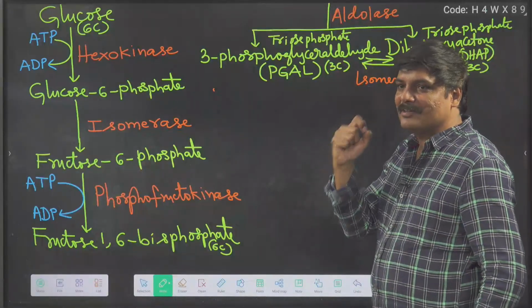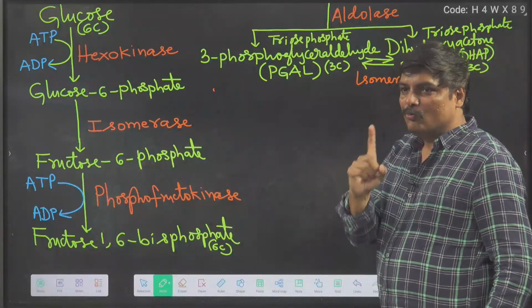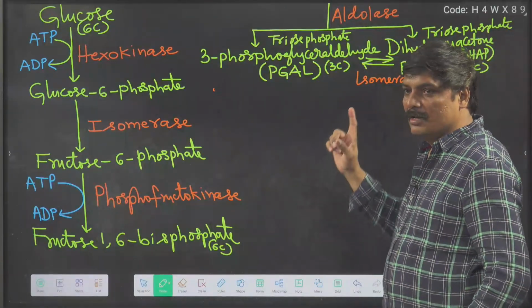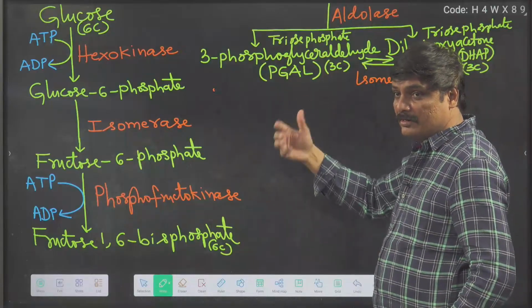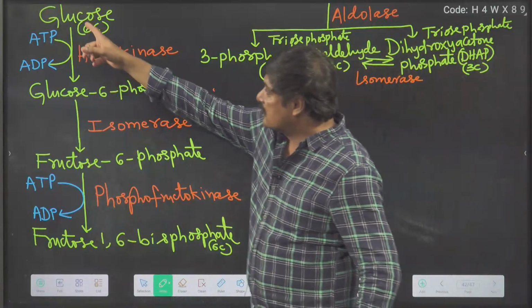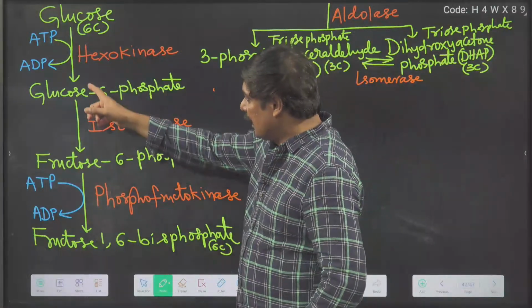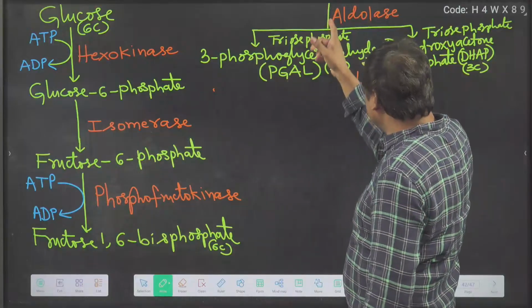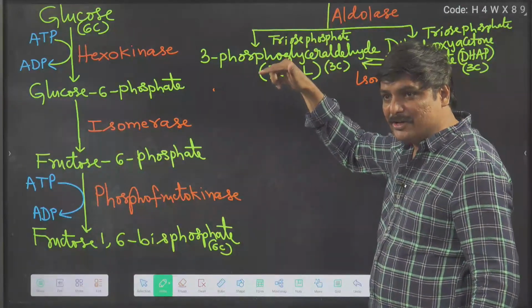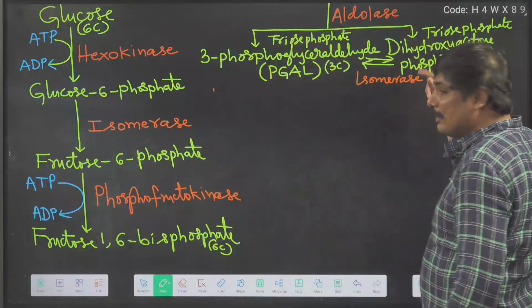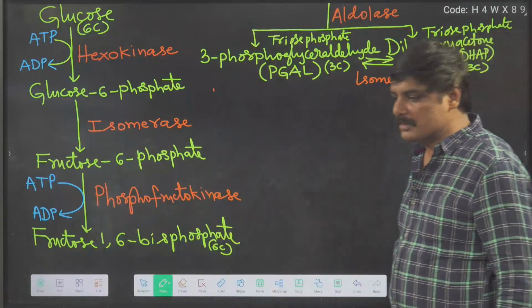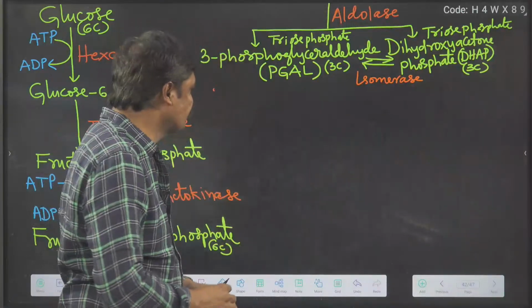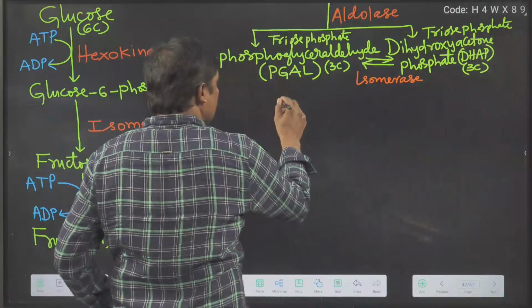Now, what happens here? Here, one oxidation reaction takes place. Next reaction is oxidation. I will recollect once again. Try to recollect all the steps. Phosphorylation, isomerization, again phosphorylation, next splitting or cleavage, next isomerization, and next step is oxidation. Next one is oxidation. Let us see what happens here.